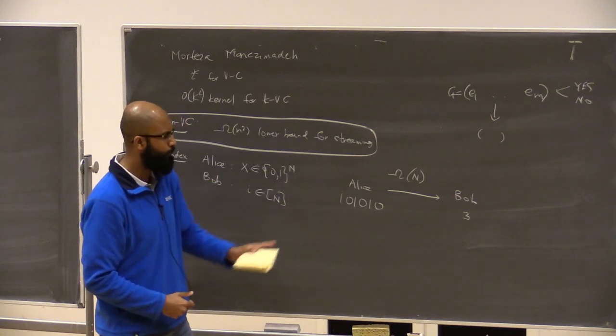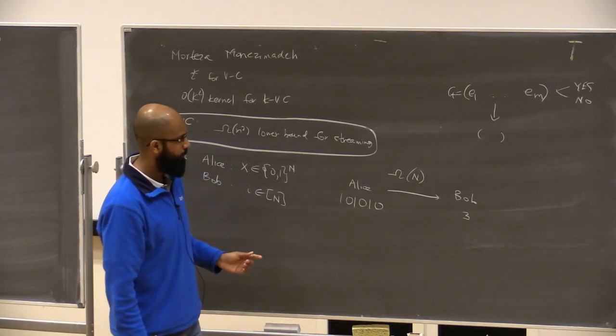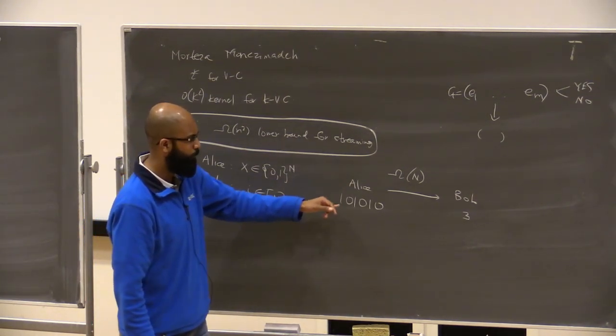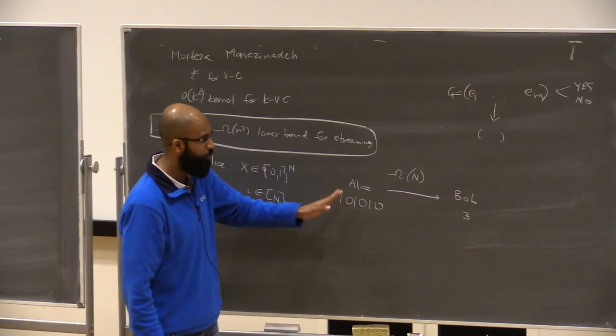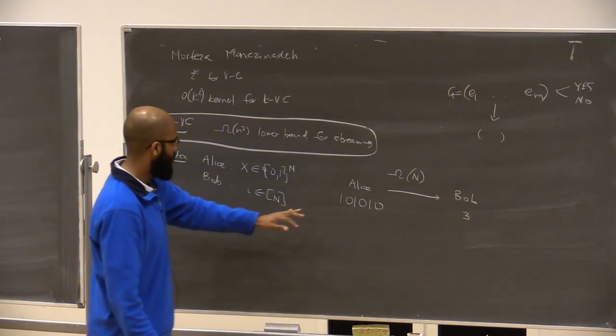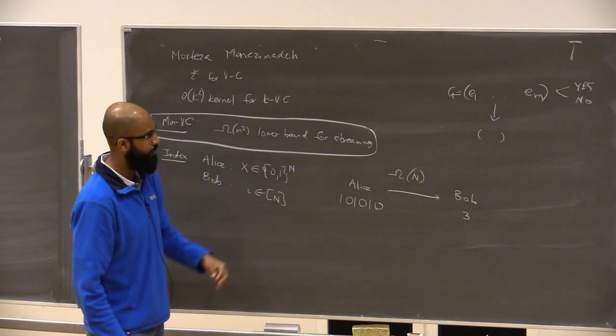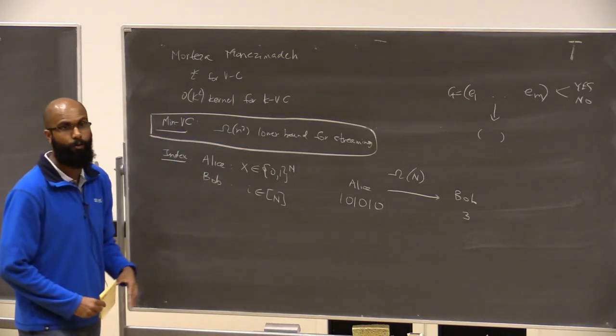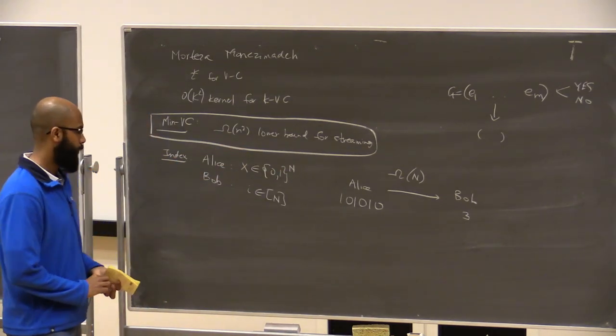And this also holds for randomized algorithms if you want the probability of success to be strictly more than half. Okay, so using this, how can we show this omega n square lower bound?